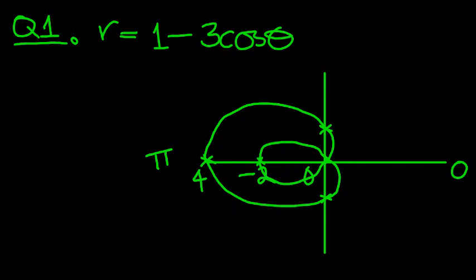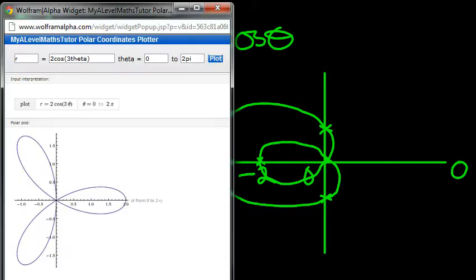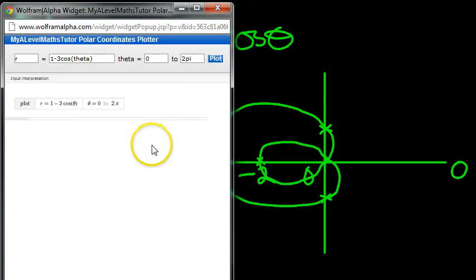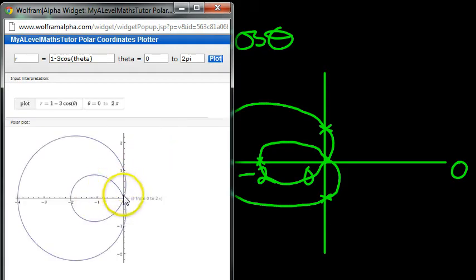We've got a little My A-Level Maths Tutor plotter here that I've written, a little widget. So I just pop that up. And we need to type in 1 minus 3 cos theta, don't we? So let's get rid of that one then. That's already there by default. R equals 1 minus 3 cos theta then, between 0 and 2 pi. Let's see if we were on the right tracks. Yeah, there we go. You see what happened?